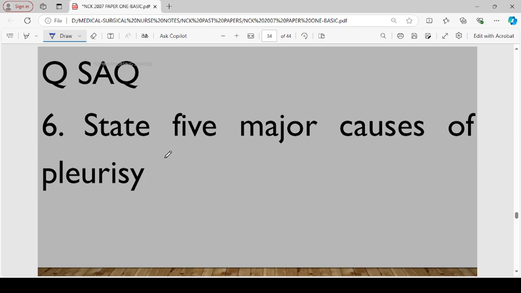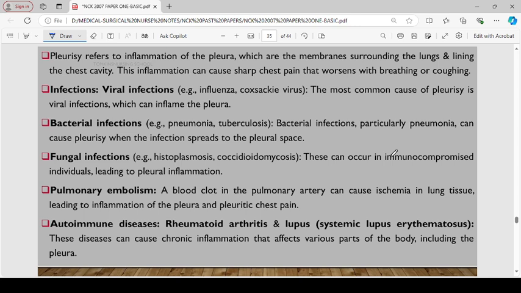State 5 major causes of pleurisy. Okay, pleurisy, of course, it refers to the inflammation of the pleura, which are the membranes surrounding the lungs and lining the chest cavity. This inflammation can cause sharp pain that normally worsens with breathing or coughing. So we have the viral infections. These are the most common cause of pleurisy, which can inflame the pleura.